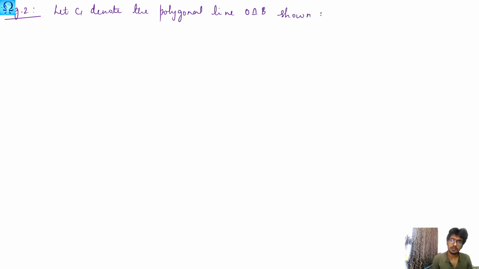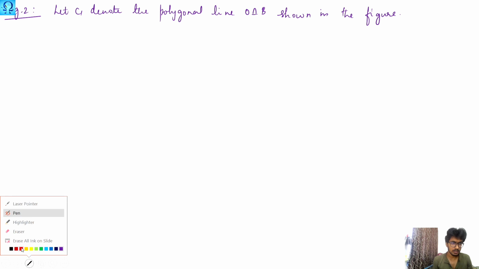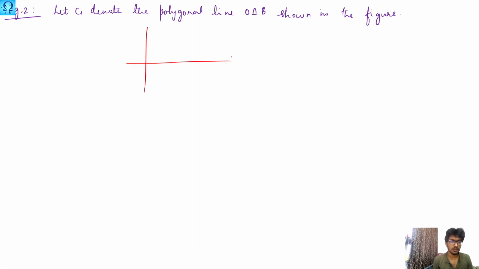Next, we move to the next problem. Example 2. Let C1 denote the polygonal path, the polygonal line OAB shown in the figure. So here the contour that we are about to consider is given.